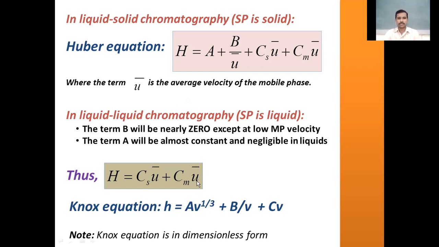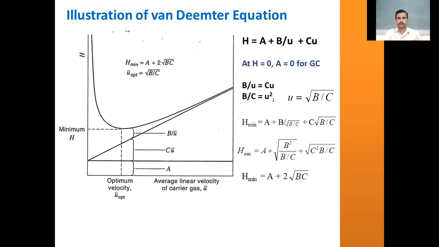So all these equations are very, very useful in order to understand how the greater height contributes to lowering the column efficiency, why the H values are increasing, why the height equivalent theoretical plate is becoming more, and what are the factors contributing to that. So here is a plot, and this plot is known as Van Deemter's plot. By means of this plot, we can illustrate the Van Deemter equation.